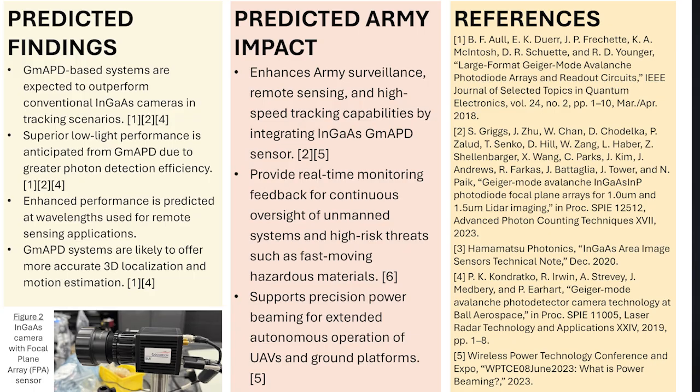In predicted Army impact, this system, the GmAPD sensor, is expected to enhance Army surveillance, remote sensing, and high-speed tracking capabilities. It is also expected to provide better real-time monitoring feedback for continuous oversight of unmanned systems, such as UAVs and UGVs, and also high-risk threats, such as hazardous moving materials coming from space. And lastly, for future applications, we can see the InGaAs camera sensor used as a support for precision power beaming for extended autonomous operations of UAVs, UGVs, and other unmanned vehicles.